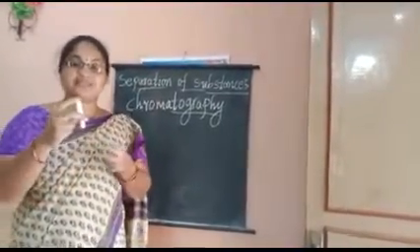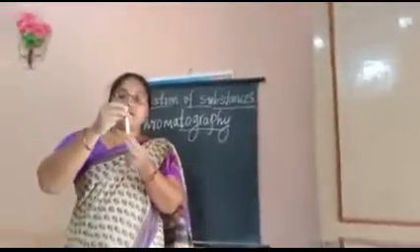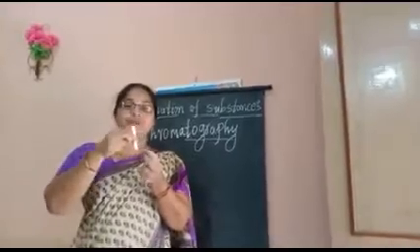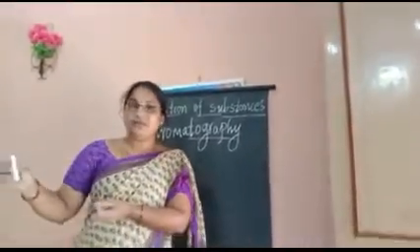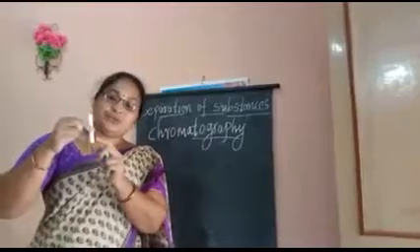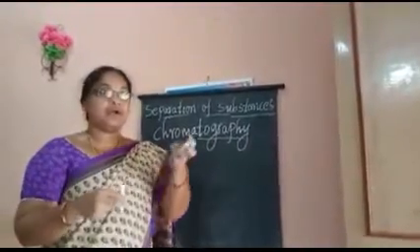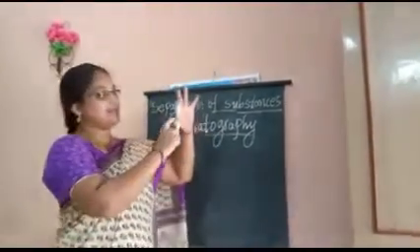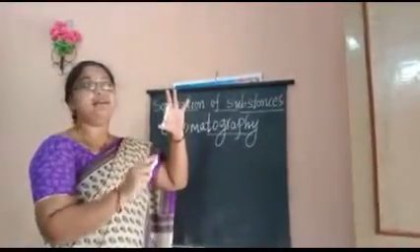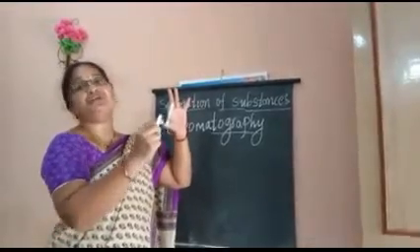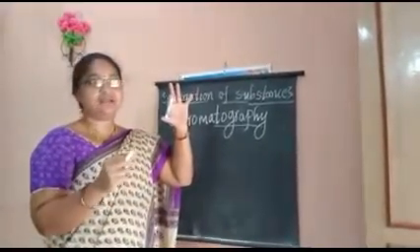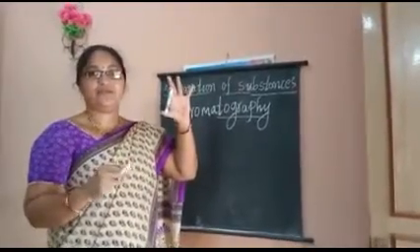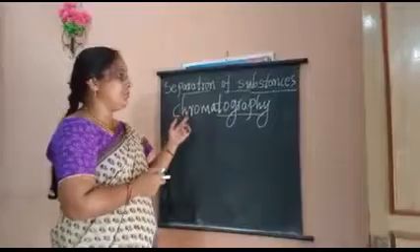You can do this activity. Take a piece of chalk and mark it with ink around the curve, and place it in a little water. That water should not touch the ink mark. Within a few minutes you can see different colors like this. That means every color is a mixture of colors. Every color is formed by a combination of other colors. We can separate them by using chromatography.